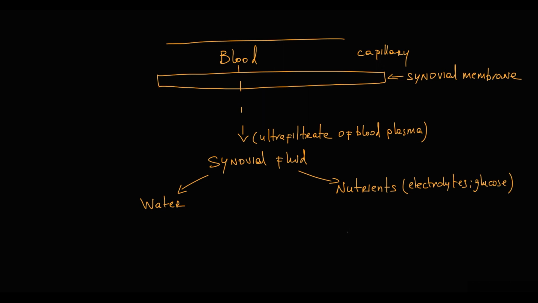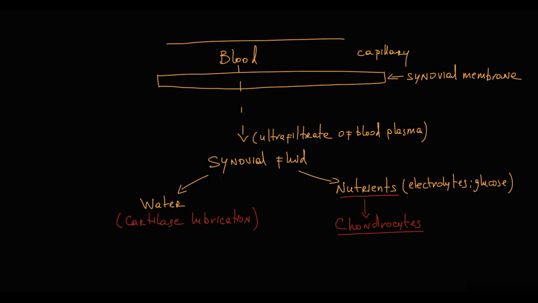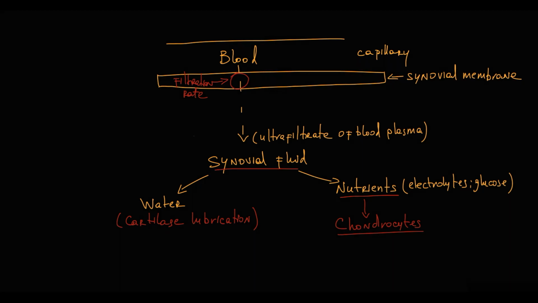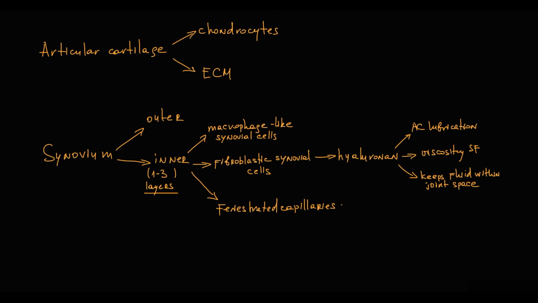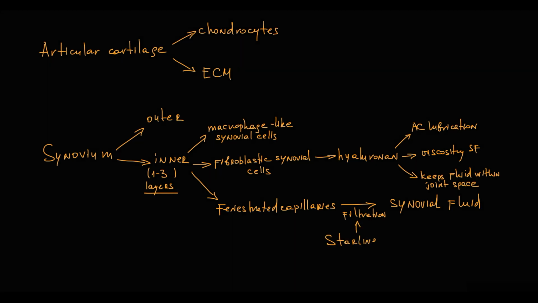And synovial fluid has two principal functions. It provides cartilage lubrication, and also it provides nutrients for chondrocytes, because recall that cartilage has no vascularization, so the only source of nutrients for chondrocytes is synovial fluid. And the rate of plasma filtration from intracapillary space through the synovial membrane to the intra-joint space depends on a few factors that are described by the Starling equation, and this principle is particularly high yield to know. So synovial fluid is produced by filtration of blood plasma from fenestrated capillaries, and the rate of plasma filtration is determined by Starling equation factors.